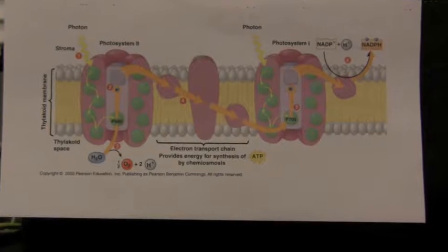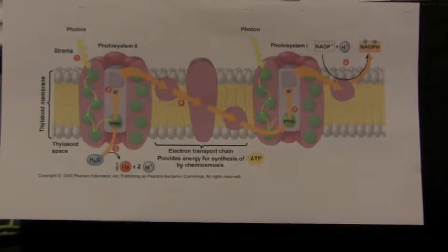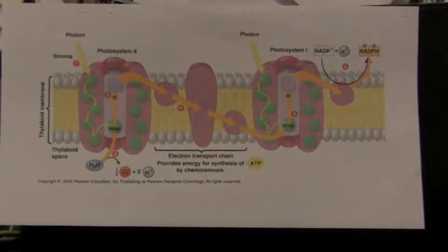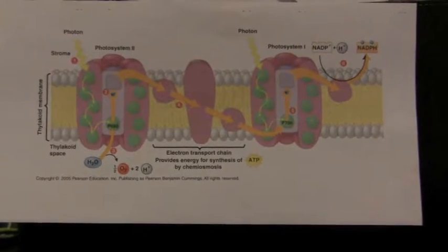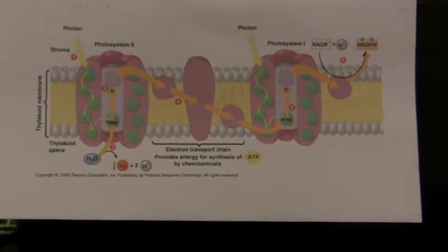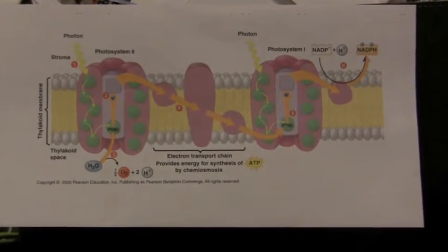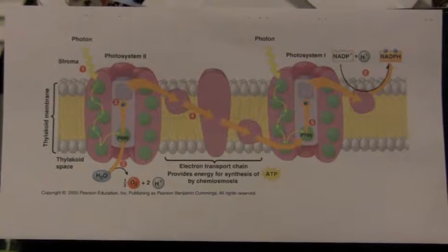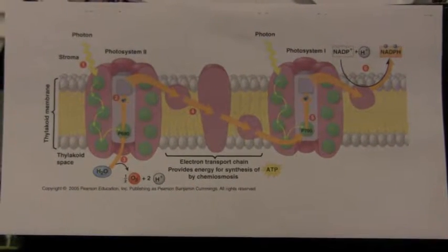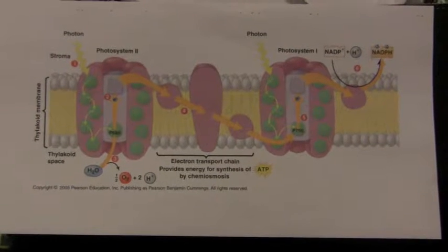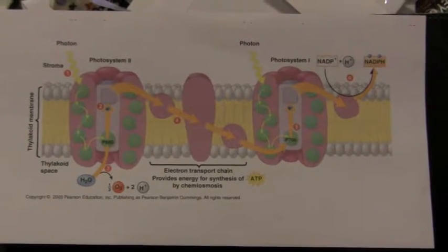Photosystem 2 is the central chlorophyll that works best at a light wavelength of 680 nanometers. It is found at the start of the electron transport chain. Photosystem 1 is the central chlorophyll that works best at a light wavelength of 700 nanometers. It is found at the end of the electron transport chain.